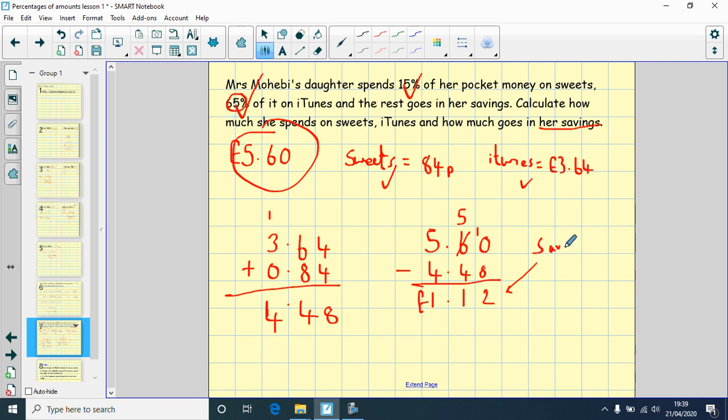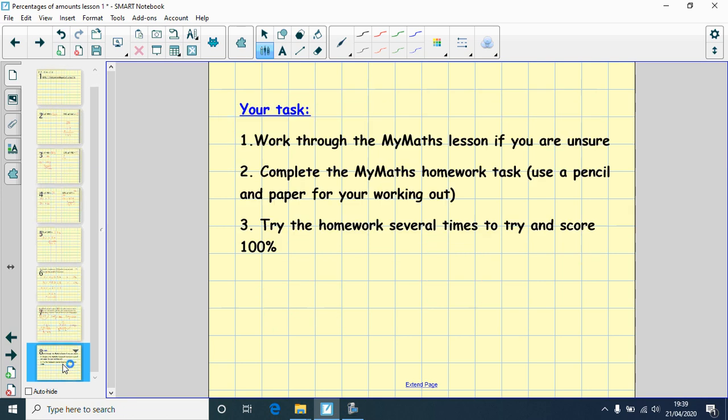So quite a lot of steps to do on those last questions on your My Maths today, and that's why it's so important to use jottings. So your task, work through the My Maths lesson if you are unsure. So if you feel comfortable just going on what I've just done, that's absolutely fine, but I'd probably always have a little look at the My Maths lesson as well, just to make sure.